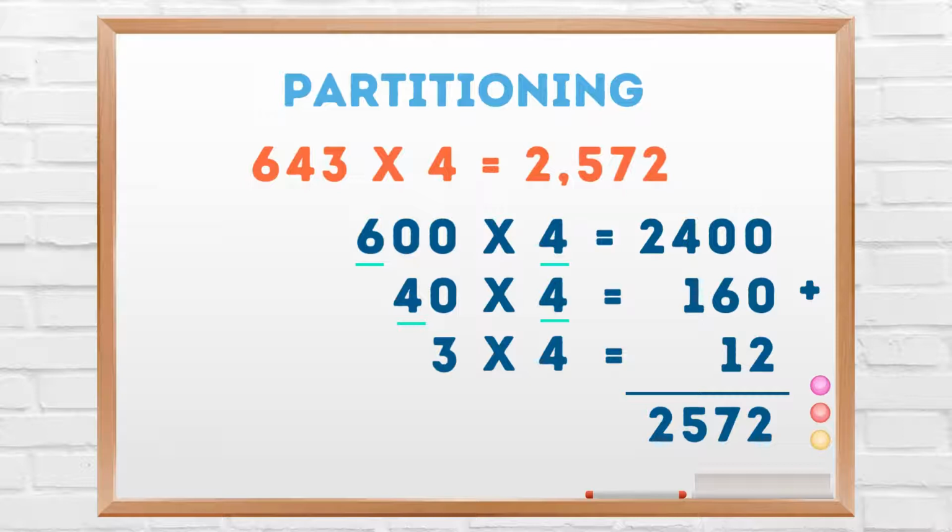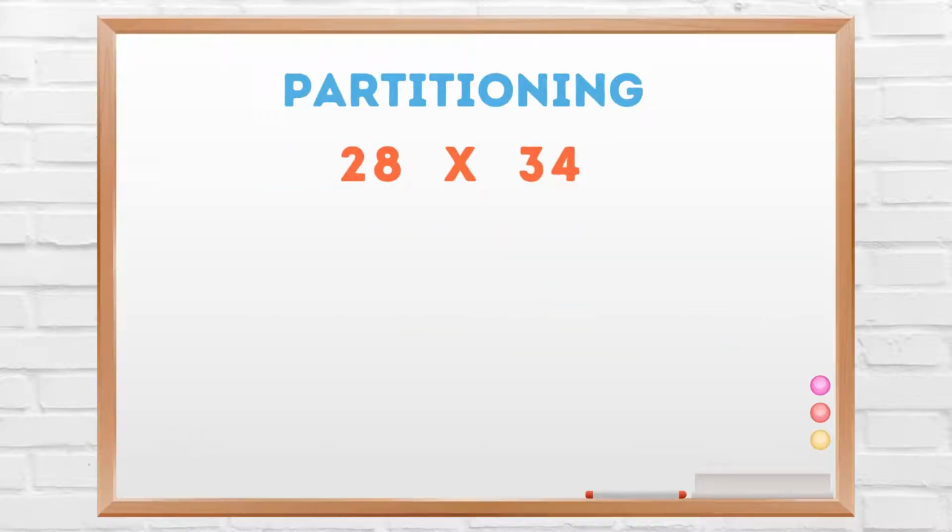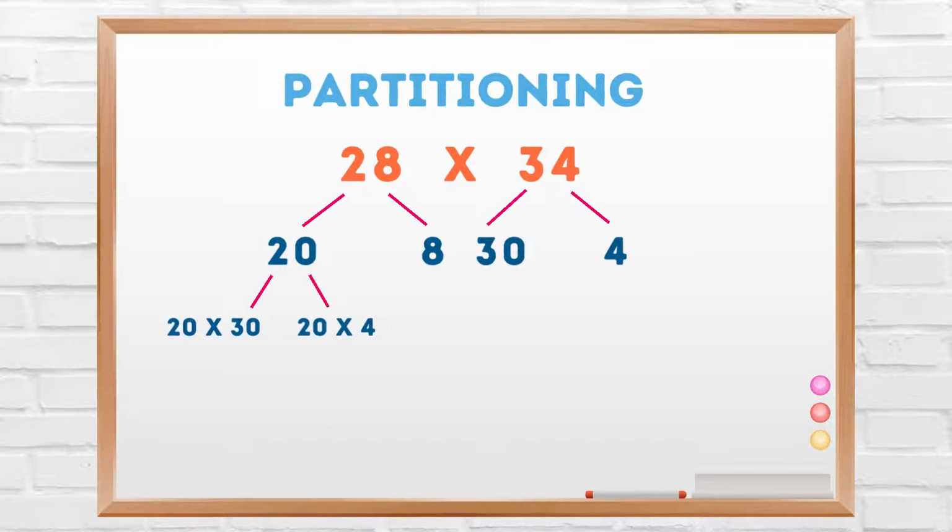Let's use the partitioning method to multiply two 2-digit numbers. We will try to solve 28 times 34. Well, 28 can be broken up into 20 and 8, and 34 can be broken up into 30 and 4. Now we need to times 20 by 30 and 20 by 4.